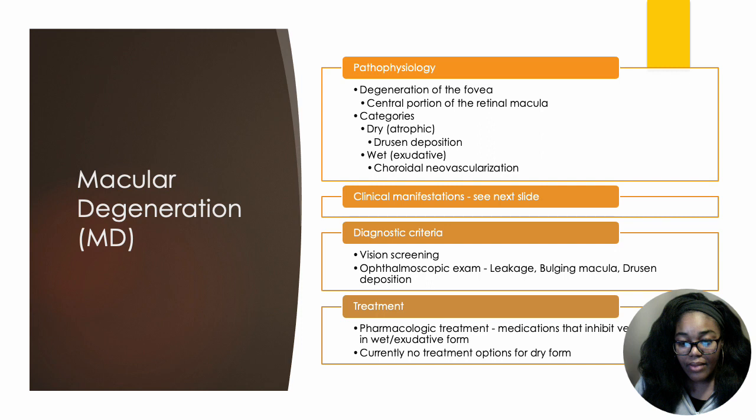Normally, you have medications that help inhibit the wet form. As far as diagnostic criteria, you have vision screenings, and normally you do an ophthalmic exam, and they check for leakage, bulging macula, your drusen deposition, things like that. As far as your clinical manifestations, we'll talk about that in the next slide, but just make sure that you understand the difference between dry macular degeneration and wet exudative macular degeneration.